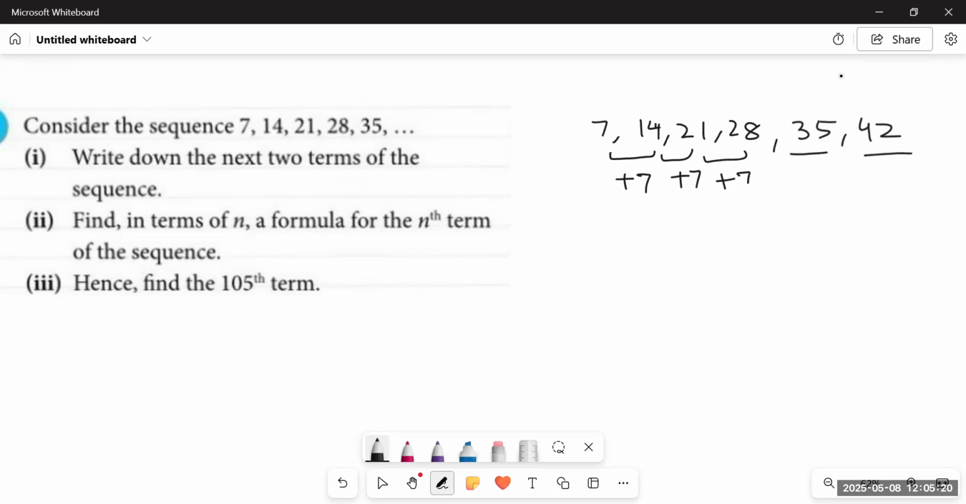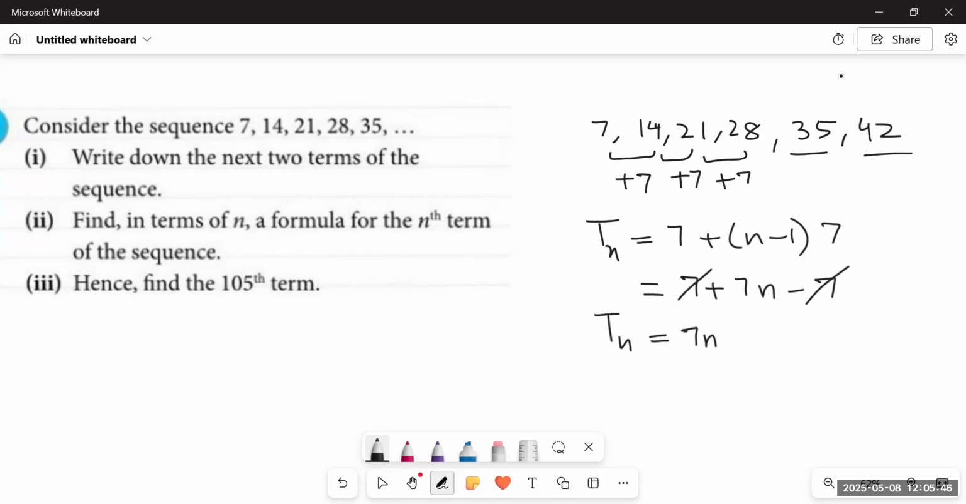That's very simple. Now, in terms of n, we have to find out the formula for the nth term. So what are we going to do? We will write it down as Tn equals 7, the first term, plus n minus 1, times 7. Why? Because the common difference is 7 and the first term is 7 as well. So the 7 minus 7 will cancel each other, and the Tn would be 7n. It means for the nth term, we just have to multiply the position number by 7.